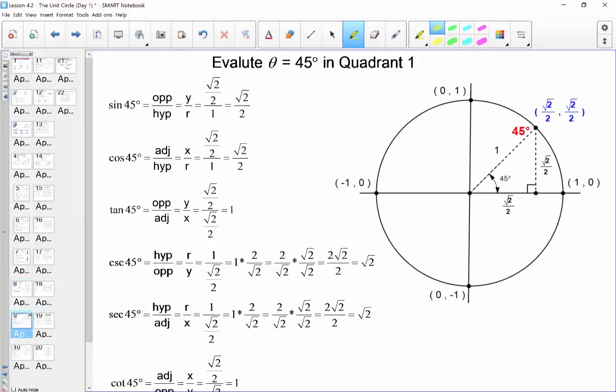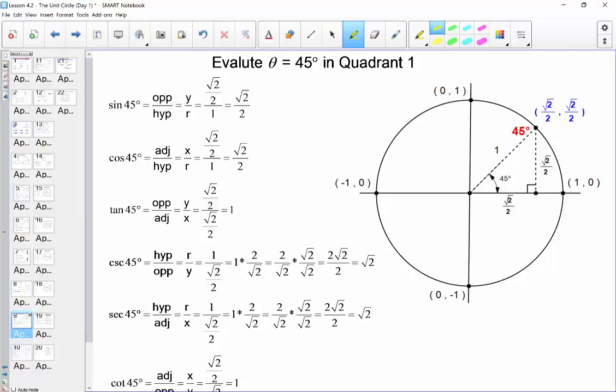Now we're going to evaluate angle theta equals 45 degrees within the unit circle. Now we discussed earlier the 45, 45, 90 triangle. We're specifically going to use that triangle to evaluate angle 45 degrees because the angle we're evaluating in the circle matches the angle of the special triangle.